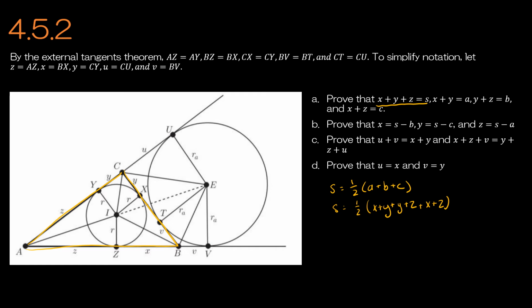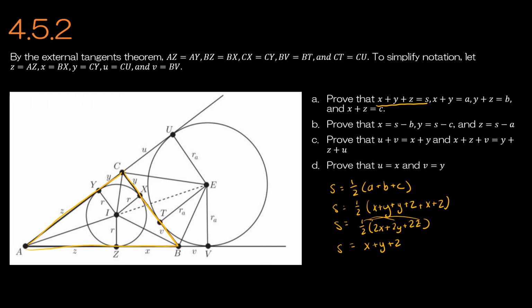And I can see that this would end up being 1/2 times 2x plus 2y plus 2z. So it's very clear that if I distributed 1/2, I would get s is equal to x plus y plus z.